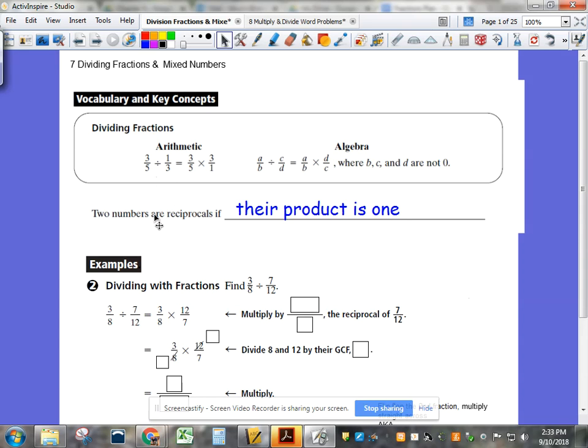Important to remember that when we are dividing fractions, what we are really doing arithmetically is multiplying by the reciprocal. Algebraically, if I have a over b divided by c over d, that's the exact same thing as a over b times d over c. This is called multiplying by the reciprocal.